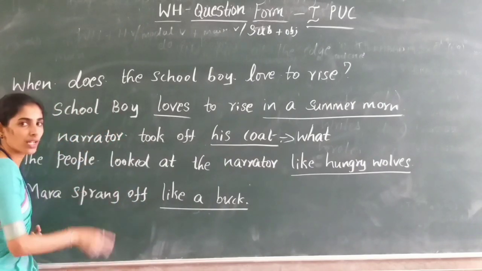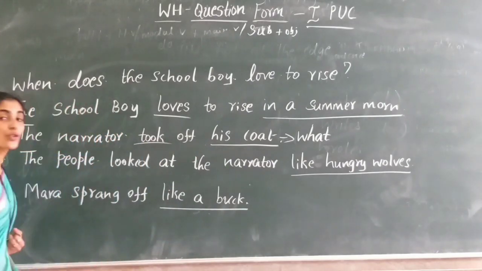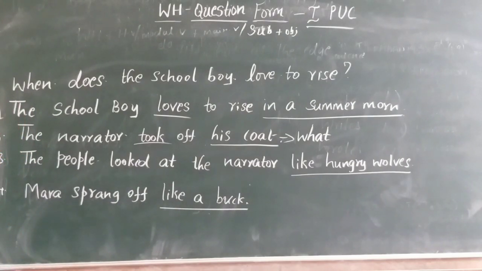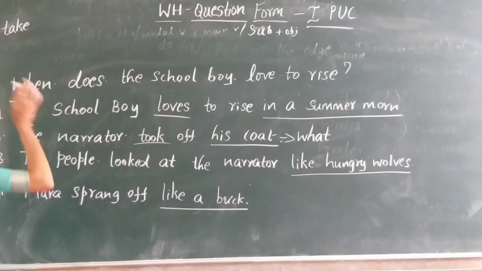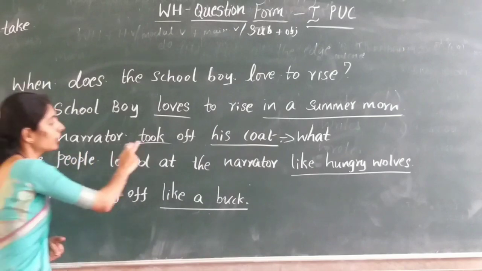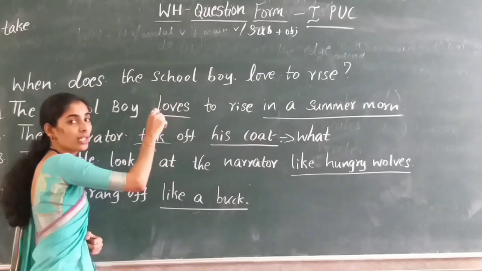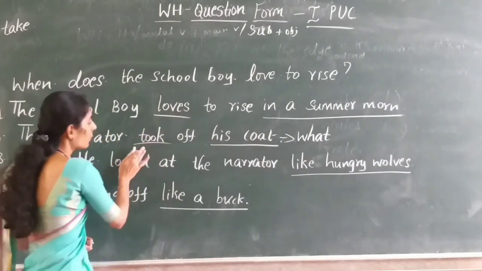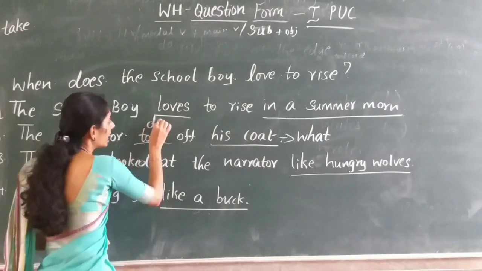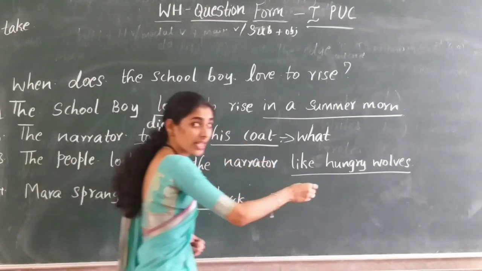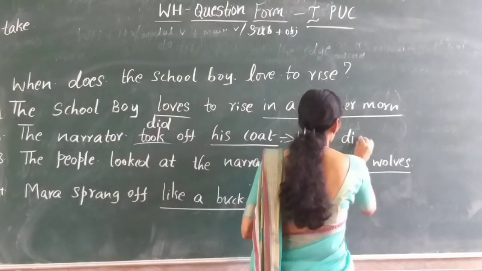There is no helping verb. Look at the main verb here. Which is the main verb? Took. Took is the main verb. And which is the V1 or the present form of took? That is take. Take is the present form. Took is the past form. The narrator took off his coat. What? So took, we have to add the right form of do. So for past tense we use did. So after what, there should be did.